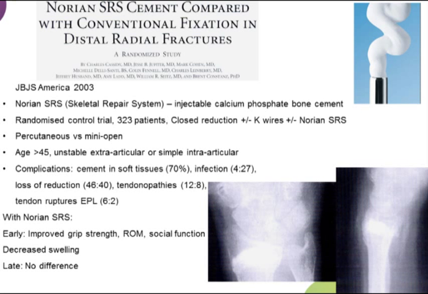And so the major outcomes of this study were that the use of the bone cement improved grip strength as well as range of motion and function at an early phase, and interestingly decreased the swelling, and whether that's related to earlier union. But in fact, at the later stage, which was at the 1 year mark, there was no difference between the 2 groups.